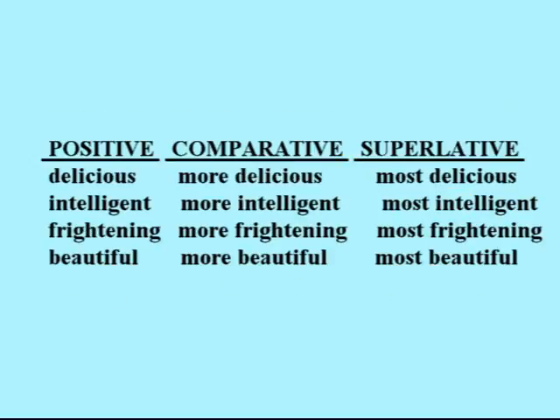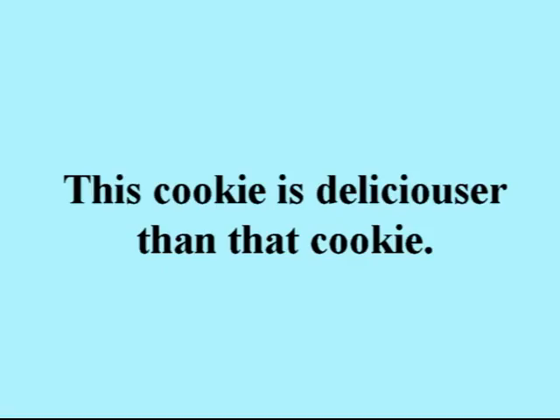Another nice, easy rule works for a lot of adjectives with more than one syllable. This chart shows you what I mean. Delicious, more delicious, most delicious. Intelligent, more intelligent, most intelligent. Frightening, more frightening, most frightening. Beautiful, more beautiful, most beautiful. See the pattern for this rule? More and most. That's what you use for these bigger words. I would never say, this cookie is deliciouser than that cookie. Deliciouser is not a word. Don't use it, unless you're trying to make somebody giggle.